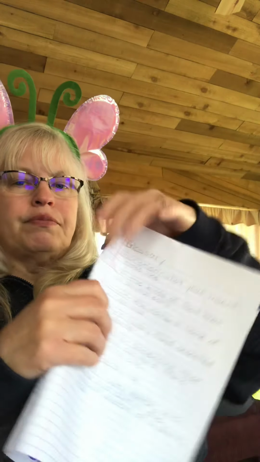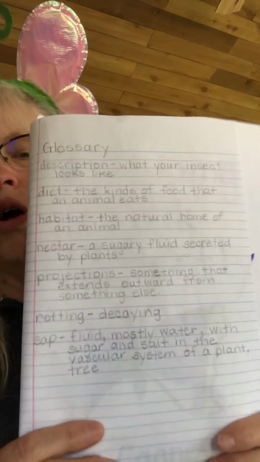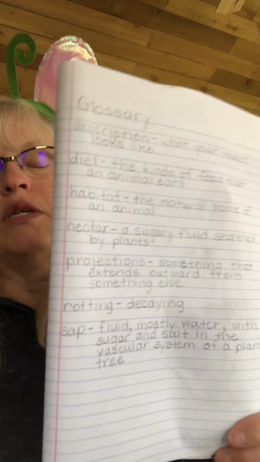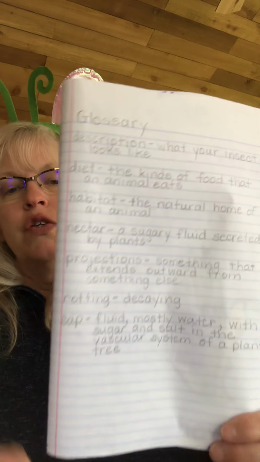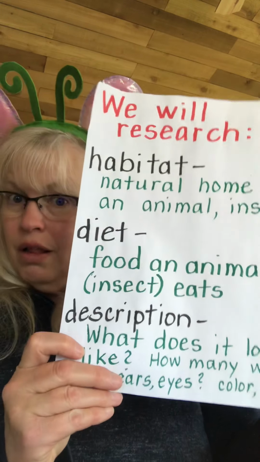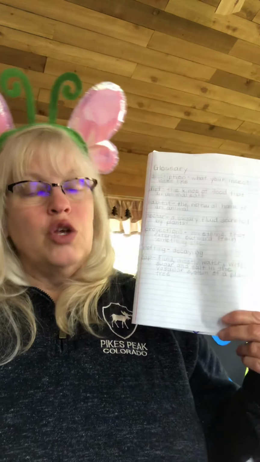All right? But do you recall what is special about the order of the words in a glossary? They have to be in ABC order. They have to be alphabetical, don't they? So some of you, I know, would like to get started right away, but if you just go ahead and write these words in there like this, would they be alphabetical? No, they wouldn't. You don't know for sure what words you're going to have because let me show you the words I have. I have description, diet, and habitat, and then I have nectar.